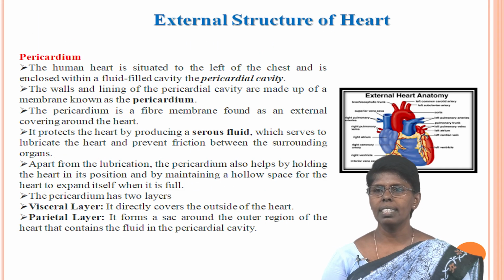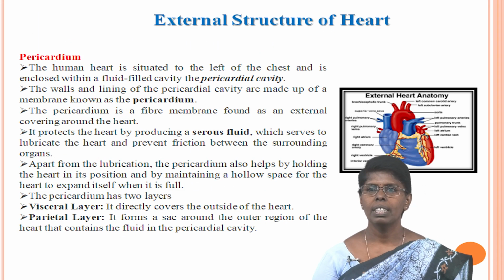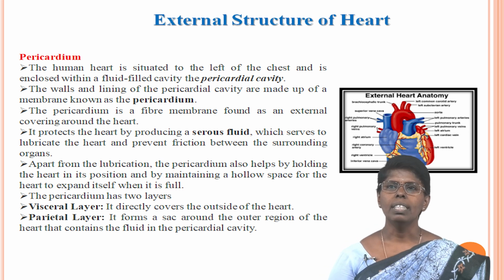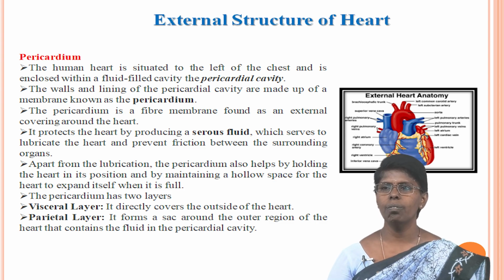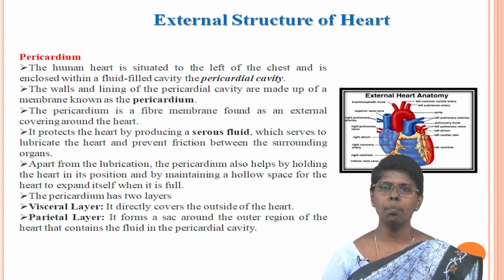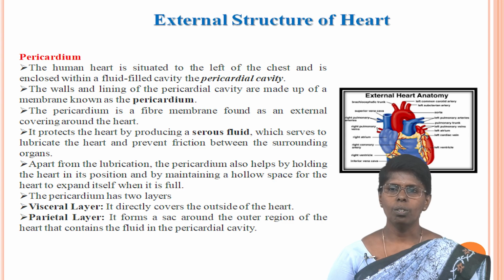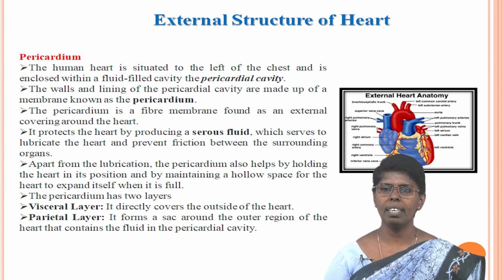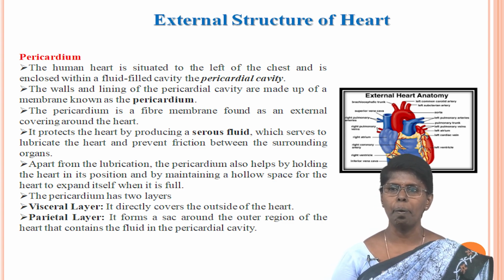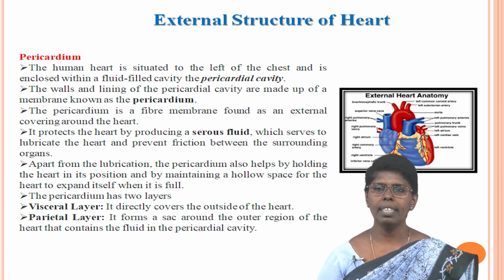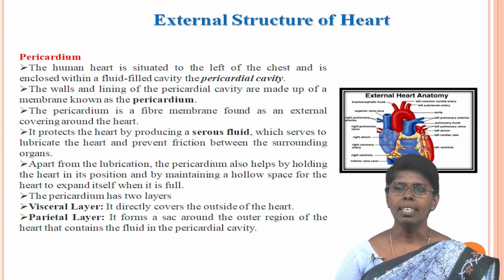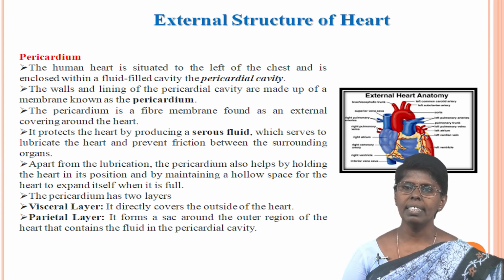Now we see the external structures of the heart. What is the pericardium? The human heart is situated to the left side of the chest and is enclosed within a fluid-filled cavity, that is the pericardial cavity. The walls and the lining of the pericardial cavity are made up of a membrane, which is known as the pericardium. So the pericardium is a fibrous membrane found as an external covering around the heart.